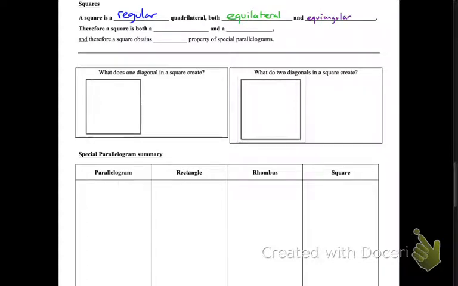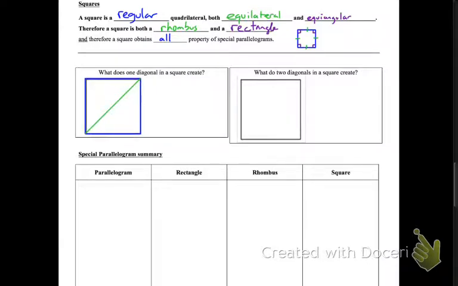So if you remember from part 1, what is an equilateral called? It's a rhombus. What is an equiangular one called? It's a rectangle. So a square is a rectangle and it's a rhombus. It's a rectangular rhombus. And therefore, a square obtains all of the properties of special parallelograms. So a square has all the sides congruent and all the angles, of course, are 90 degrees. You probably didn't think of a square as a rhombus or a square as a rectangle, but it is.